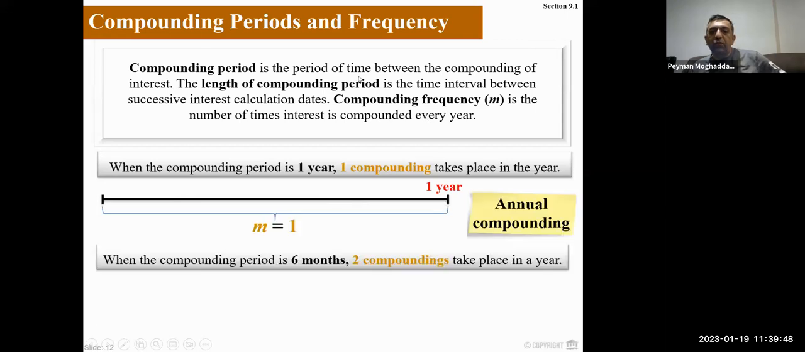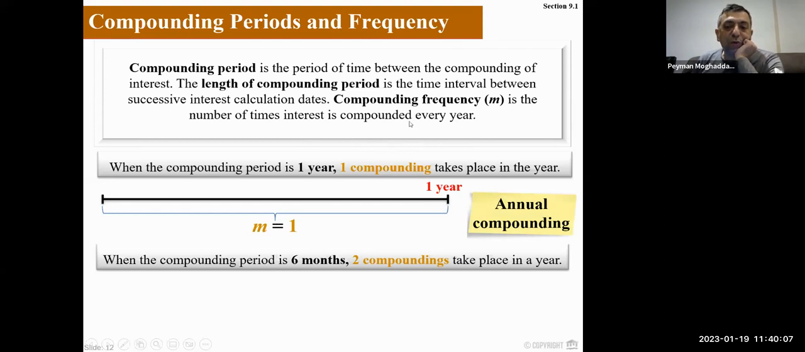Compounding period is the period of time between the compounding of interest. The length of the compounding period is the time interval between successive interest calculation dates. Compounding frequency M is the number of times interest is compounded every year. So what does it mean?